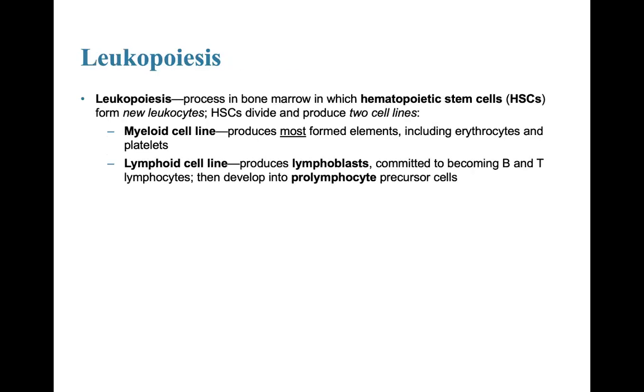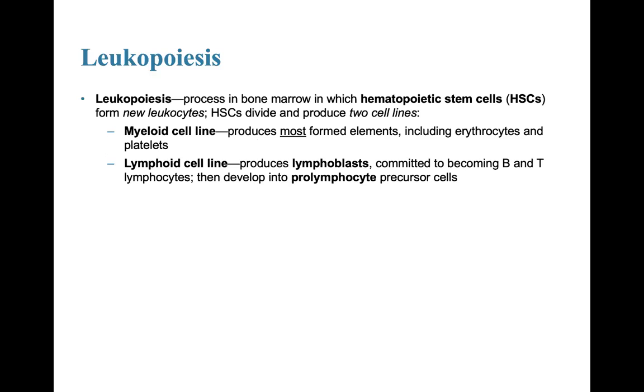Now, we talked about erythropoiesis, which was the formation of red blood cells. The formation of white blood cells is leukopoiesis, and this is derived from the same stem cells that we saw with the erythrocytes. Leukopoiesis occurs in the bone marrow, much like red blood cells, in which those HSCs, the hematopoietic stem cells, form new leukocytes.